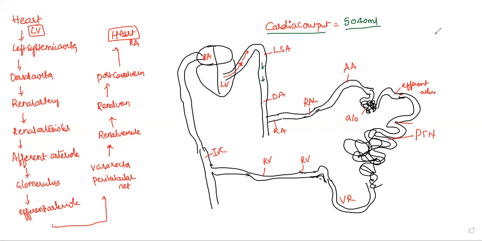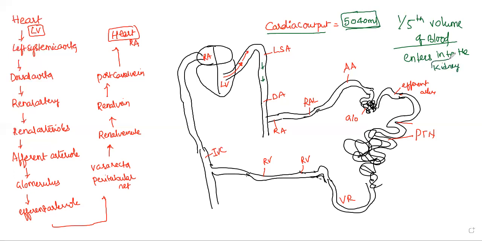That we can say 1/5 of the volume of the blood pumped out by the ventricle. 1/5 volume of the blood pumped out by that ventricle enters into the kidney. So can you say approximately that total coming out is 5040? In that we are saying 1/5 is coming to the kidney. Kidney is also a body part. How much? 1/5. That means out of 5 parts, 1 part.